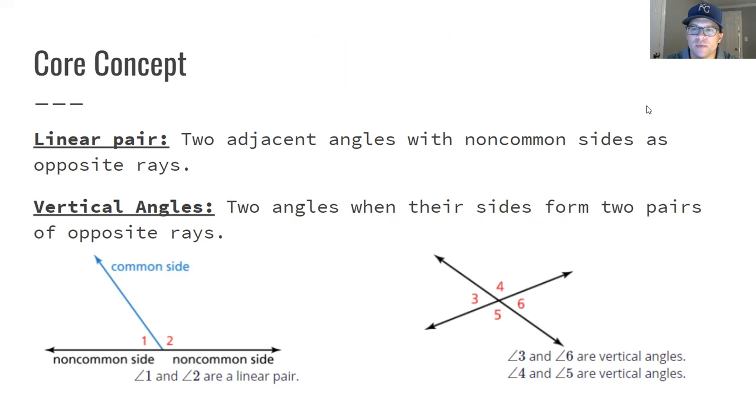And they have that same common side, which is the blue line, and the non-common sides, you could draw a straight line or create two different opposite rays between the vertex. So that's what a linear pair is.